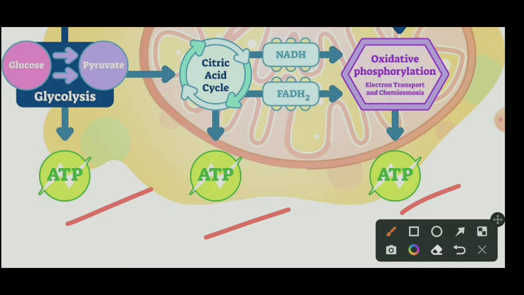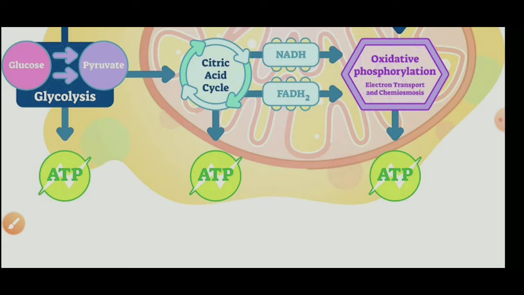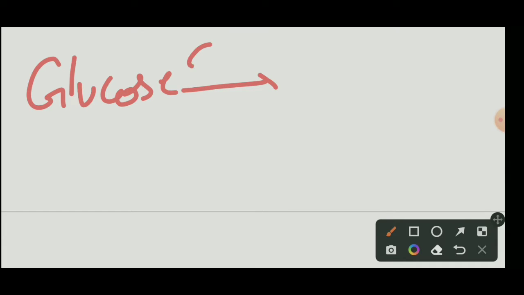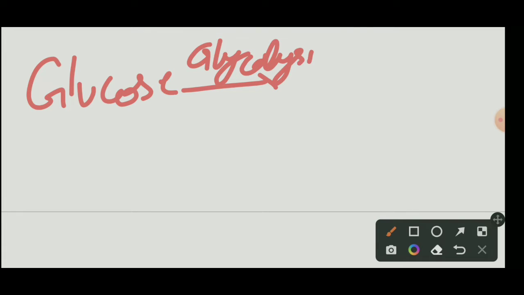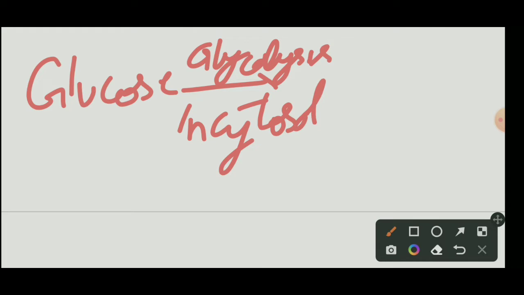Okay, so what actually happens is that the glucose, let me write it here. The glucose, by the process of glycolysis, which actually happens in the cytosol, where oxygen is not required, produces pyruvic acid.